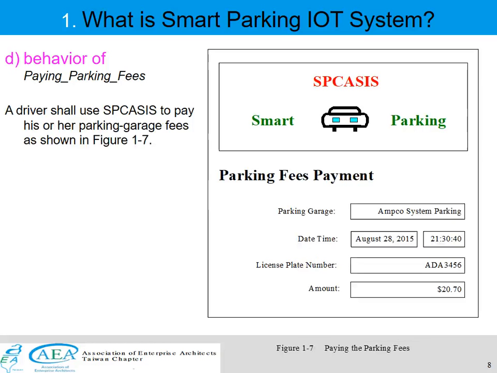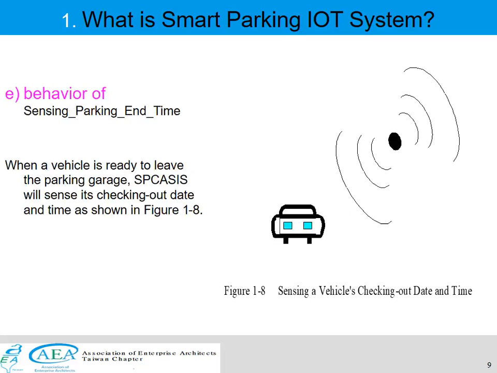The fourth behavior is paying parking fees. A driver shall use SP cases to pay his or her parking garage fee as shown in Figure 1-7. The last behavior, the fifth behavior, is sensing parking end time. When a vehicle is ready to leave the parking garage, Smart Parking IoT system will sense its check-out date and time as shown in Figure 1-8.